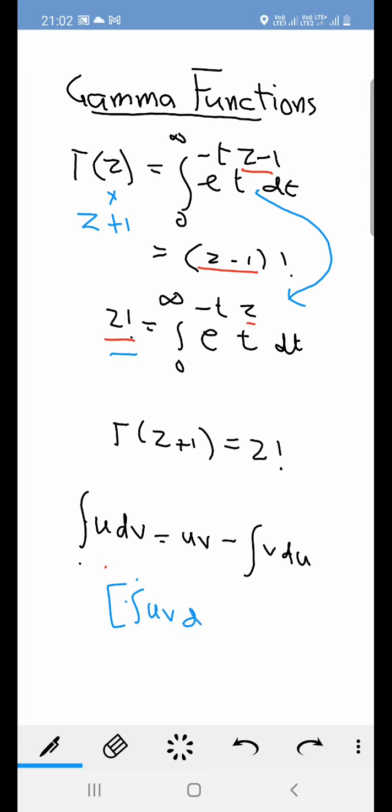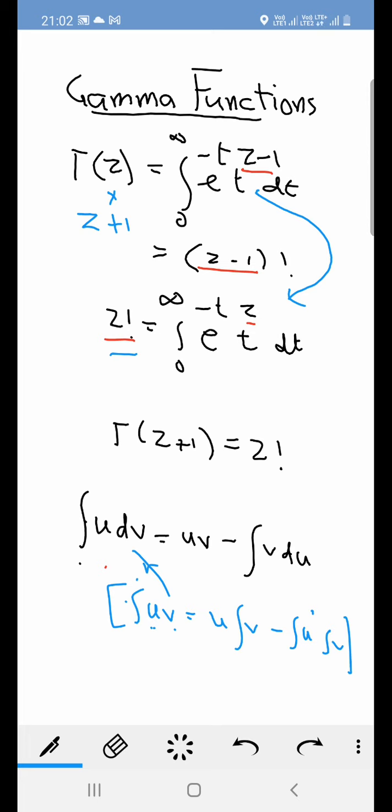Symbolically, integration of a product keeps the first function as it is and integrates the second function, then you take the differentiation of the first function, integrate the second function, and integrate the total function. So instead of writing uv here, we have replaced v by dv, and everything else is the same. So this is the expression that we are getting.